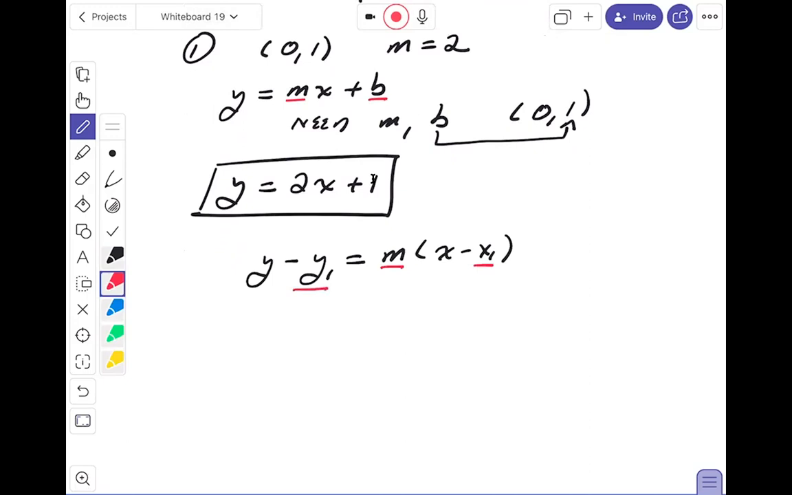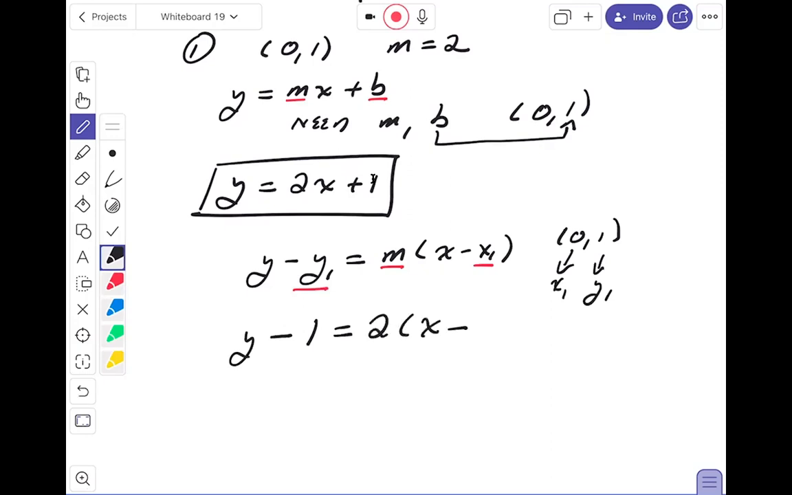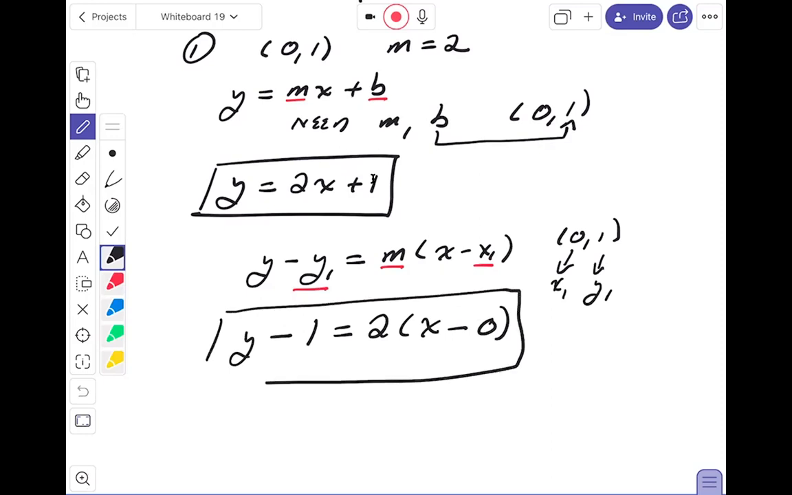Have we been given m? Yes, we've been given m. Have we been given a point? Yes. Let me write down the point you've been given: (0, 1). What does this mean? x1, y1. Well, let's write this down. y minus, well, what's y1? 1, equals m. What's m? 2, times x minus, what's x1? 0. This is fine. I want to show you these are the same answers. Let's go through it.